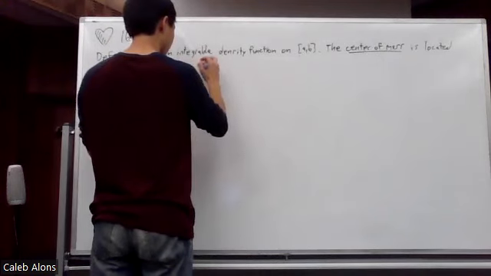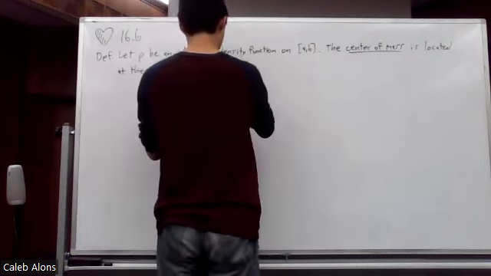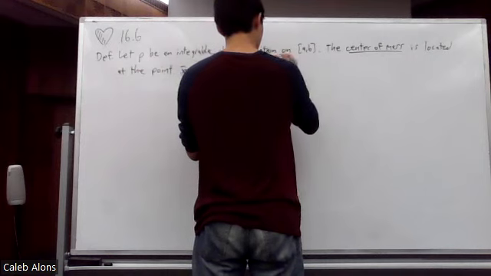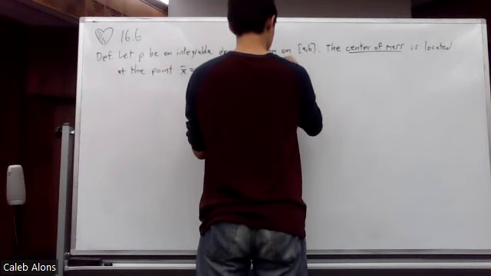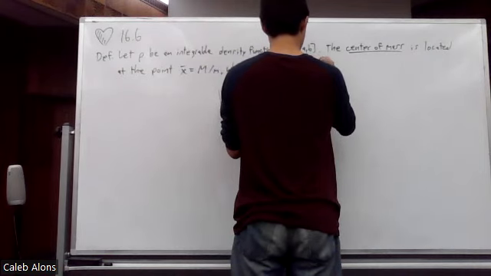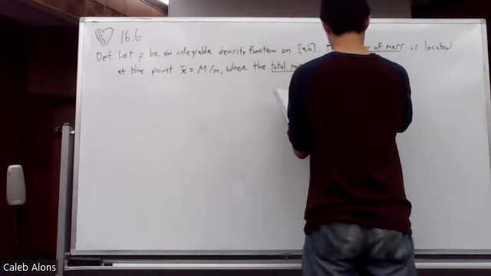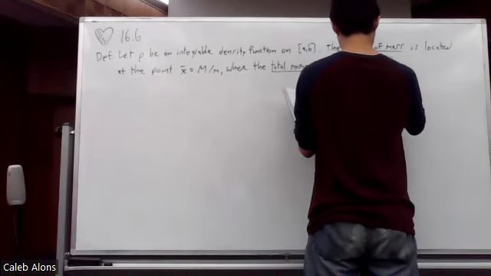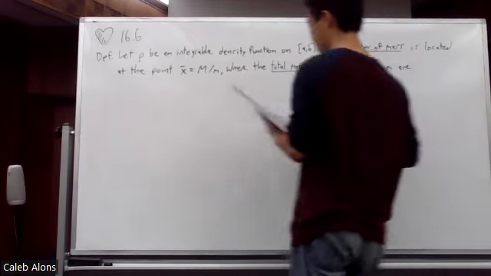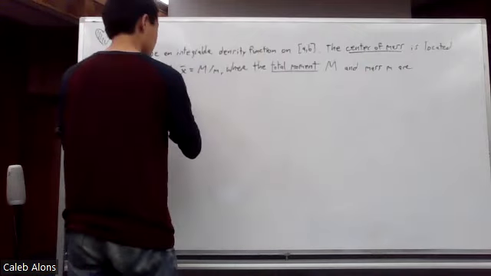x bar given by the formula big M over little m, where the total moment is big M, and the mass is little m, in R. Then there are our two formulas for it. Compare this with the notes that we just did. You'll find them to be very reminiscent of each other.